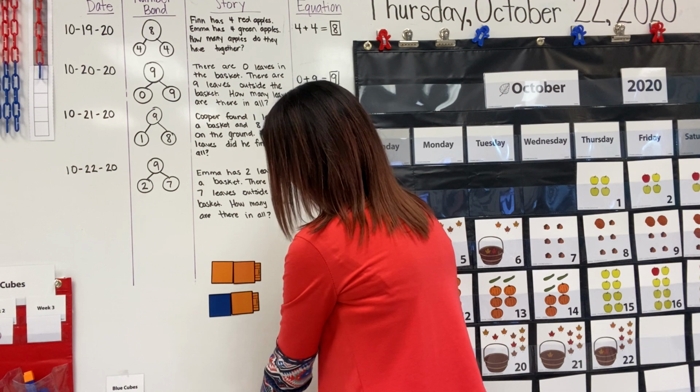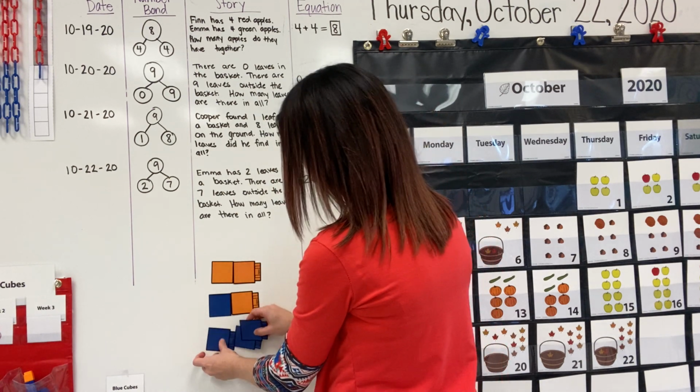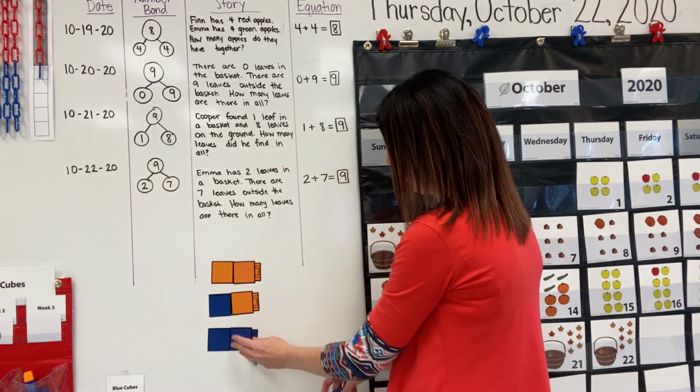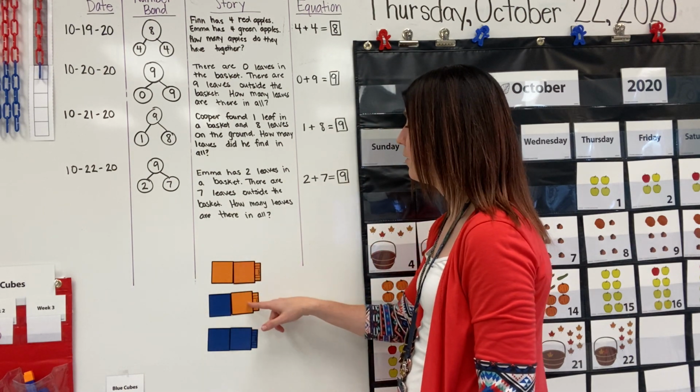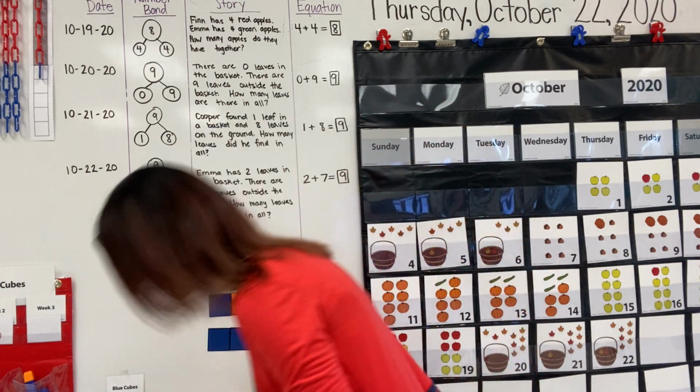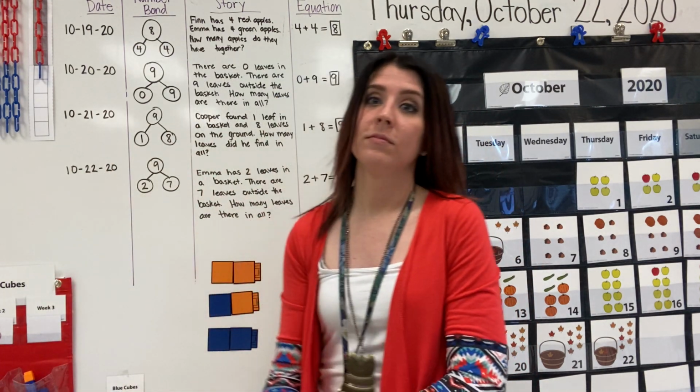What else could I get? I could get 2 blue and 0 orange. So look at that, 3 different ways to make 2. 2 and 0, 1 and 1, or 0 and 2. All right, let's see what I get.